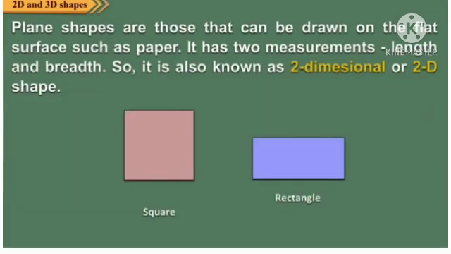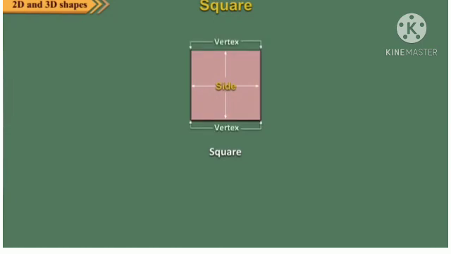Plane shapes are those that can be drawn on a flat surface such as paper. It has two measurements, length and breadth. So it is also known as two-dimensional or a 2D shape. Square. A square has 4 sides. All the sides of a square are equal. A square has 4 vertices.